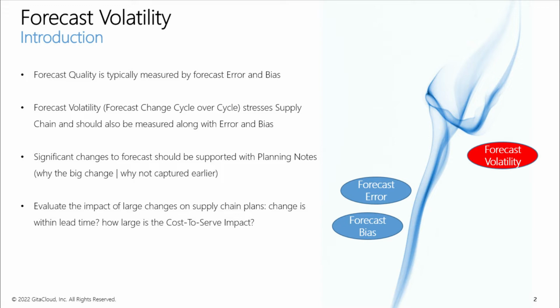Such planning notes should capture both the reason for this big change and why it could not be captured in earlier planning cycles. Finance review step should include a cost-to-serve impact analysis for all significant changes in forecast, if this change is within lead time. For example, we might be forced to buy materials at premium prices or incur expedited shipping.